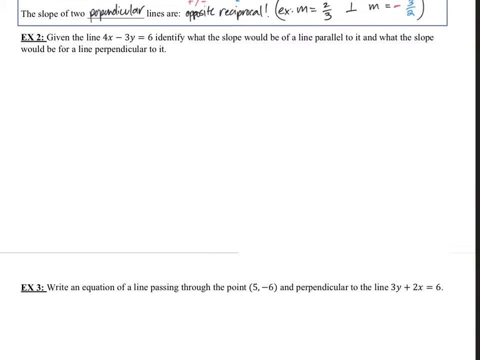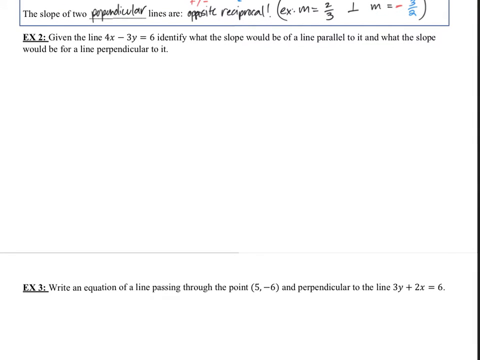Now let's take a look at example 2. Given the line 4x minus 3y equals 6, identify what the slope would be of a line parallel to it, and what the slope would be for a line perpendicular to it. Okay, so we're going to try to figure out first what the slope is. Okay, and then we can go ahead and fiddle with that.